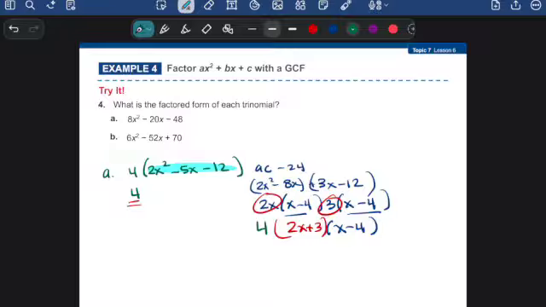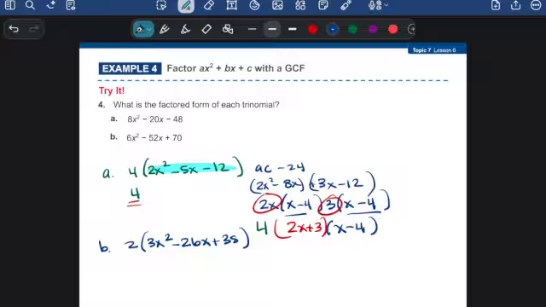Okay, let's do part B. And this one I'm going to do the other method. I'm not going to do regrouping. I'm just going to try to factor and figure it out using the reverse distributive property. So first, is there a greatest common factor that I can pull out? Well, they're all even, so I can at least pull out a 2. Rewrite it. I've got 3x squared. I've got negative 26x, and I've got positive 35.